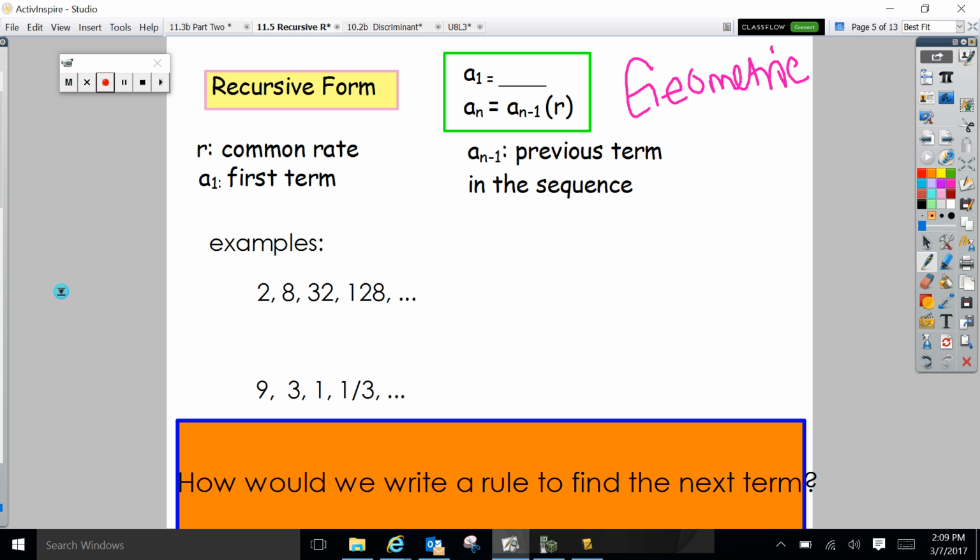Here's an example. 2, 8, 32, 128. So how is this sequence changing? We're multiplying by 4 every time. So r is 4. If I wanted to write a recursive rule for this, you have to first give me the first term. So the first term is 2. Then I get any term in the sequence by taking the previous term, a sub n minus 1, times 4.